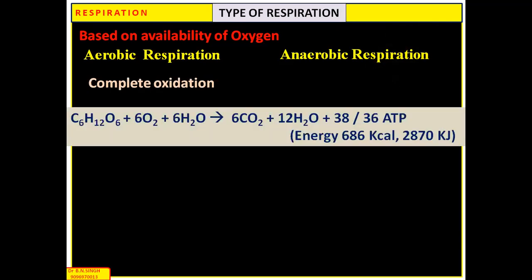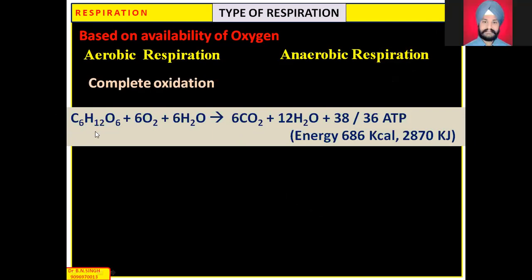In this case, you can see the number of carbons present here is 6, and the number of carbon dioxide molecules evolved from the sugar is also 6. This means the number of carbons present in the organic compound is equal to the number of carbon dioxide molecules. It is called complete oxidation.